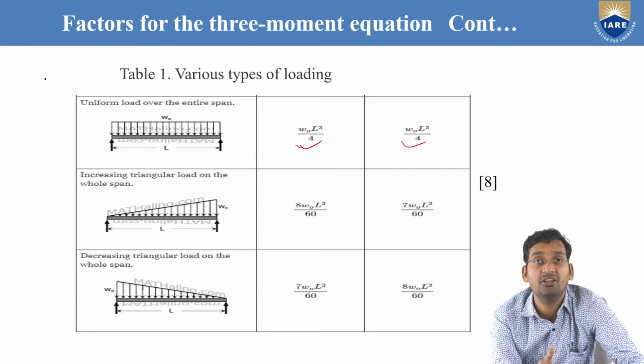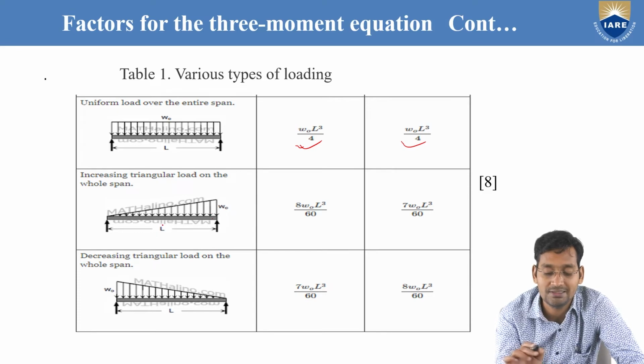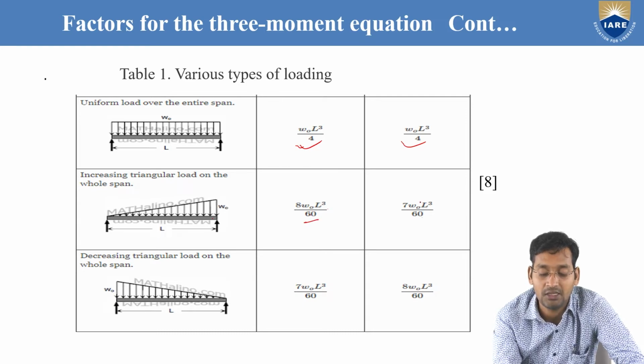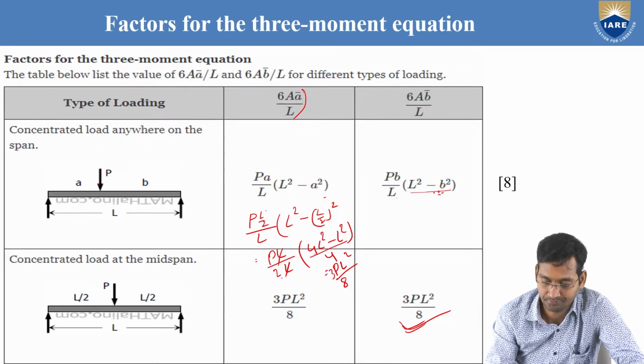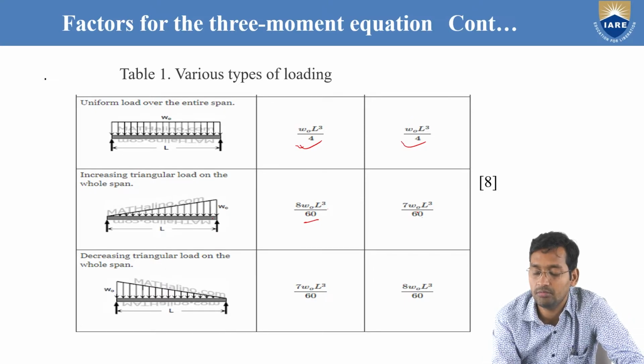Now, uniformly varying load means an increasing triangular load on the whole span. So from here to here it's increasing. In this case, 6A by L will be 8 W naught L cube by 60, and in case of 6AB by L, that will be equal to 7 W naught L cube by 60.